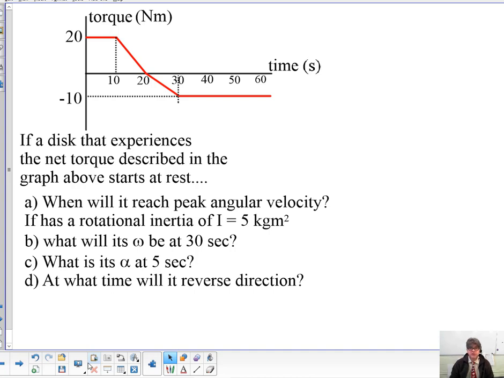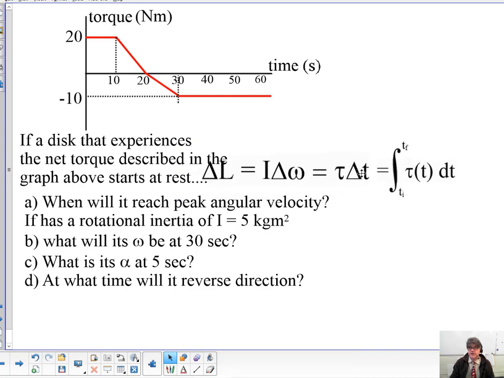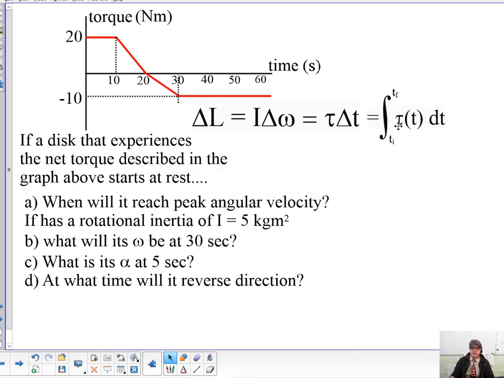So make sure that you've got the bare essentials of this. Do I still have my... I do. The idea that's built into this equation is that when you have a graph of torque versus time, the area captured under it is equal to the impulse, another way to find the impulse. That's what we're going to do, especially for part B.